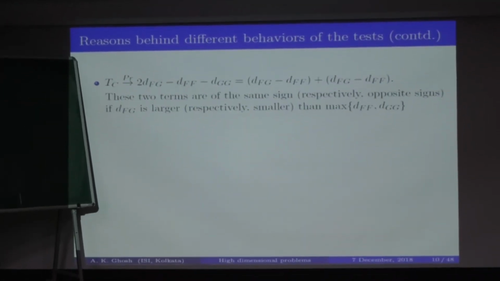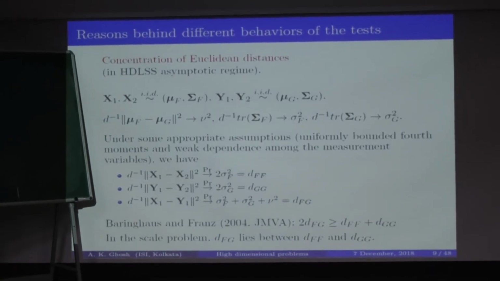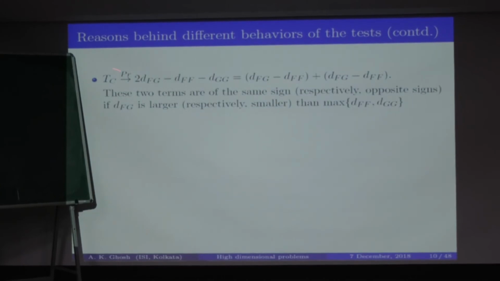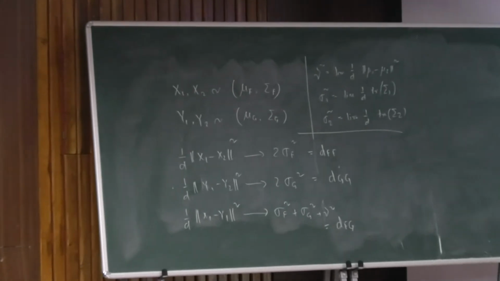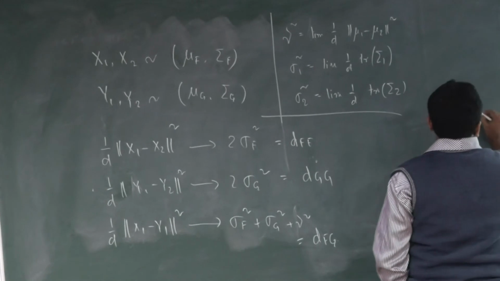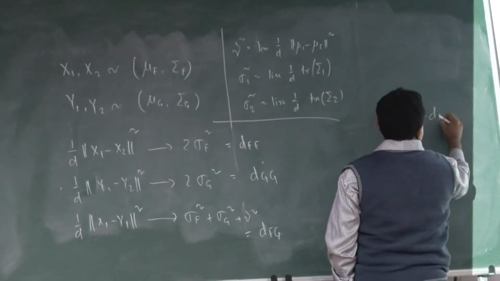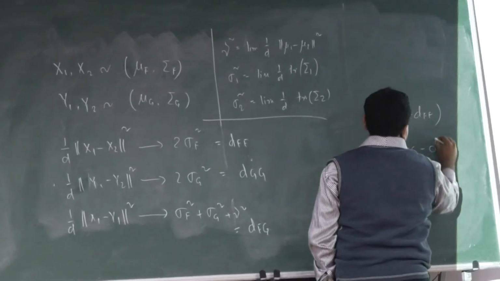So after appropriate scaling, this Cramer statistic divided by d will converge to this. Now I can break it into two parts like this: DFG minus DFF, plus DFG minus DGG.